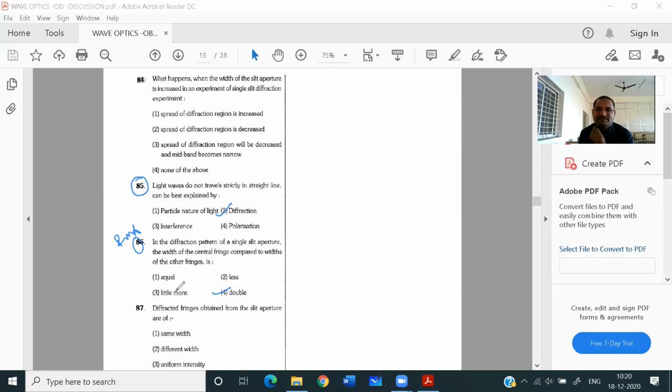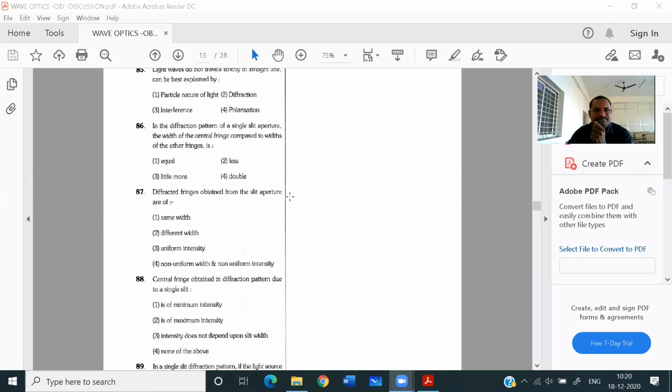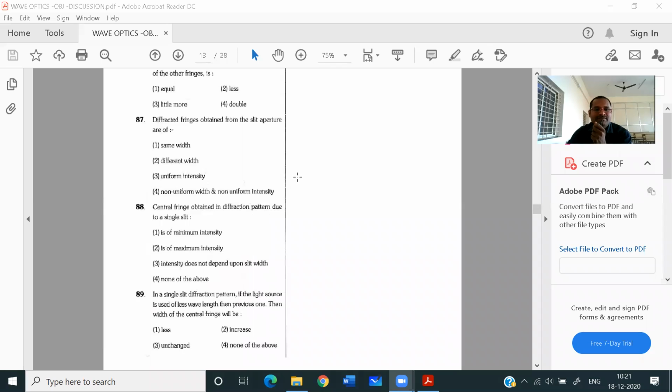Next, the 87th question. What have they given? They have given that diffraction fringes obtained from the slit aperture are of non-uniform width and non-uniform intensity. Yes, I just told you. Same width is wrong, different width is correct. But what about intensity? Uniform intensity is wrong. So non-uniform width and non-uniform intensity, yes. Option 4 is the right answer.